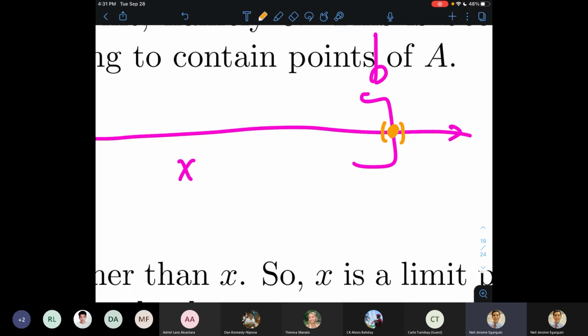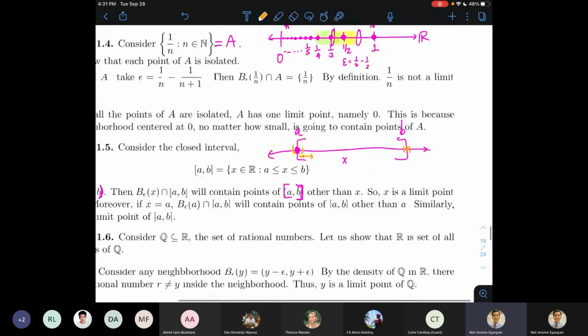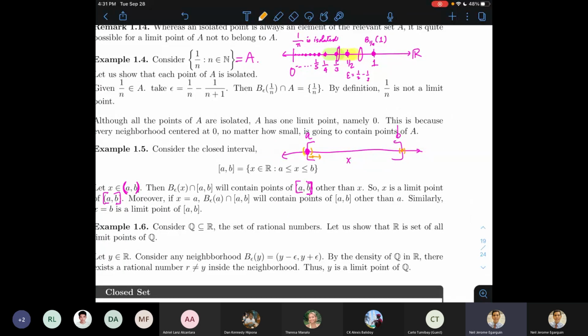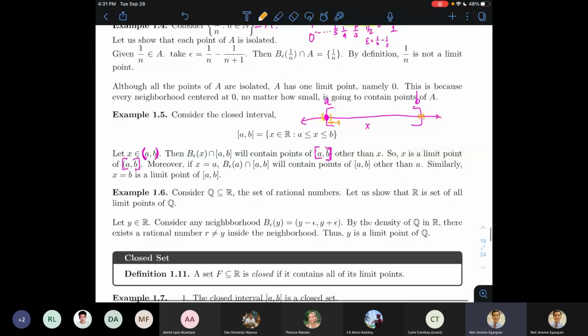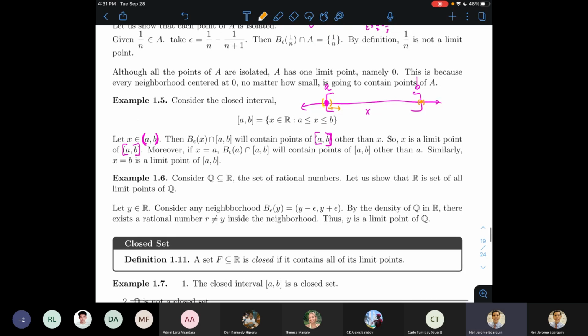Because in order to form an epsilon neighborhood, you need to move a little bit to the left of B. And once you move to the left of B, however small steps you take, lagi kang may mahagip na elements ni closed interval AB. So that makes all elements of the closed interval AB a limit point. Okay? And we will see later, this has implications why ang tawag natin sa closed interval ay closed interval. Okay? Now, moving on, example 6.